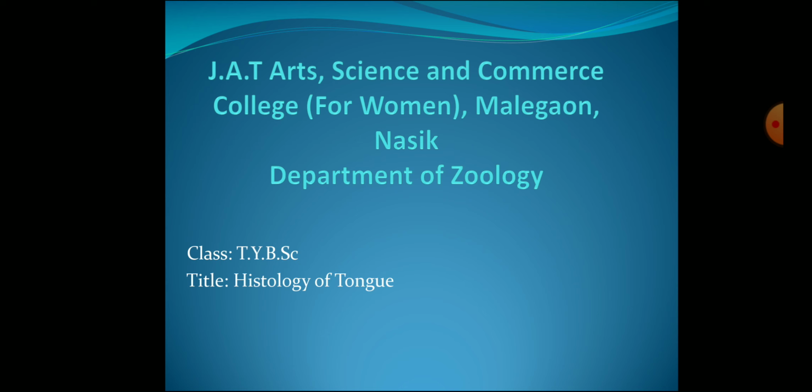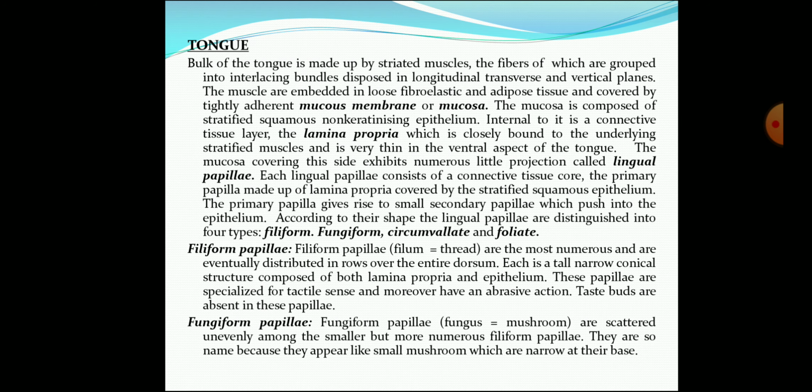The bulk of the tongue is made up of striated muscle fibers, which are grouped into bundles disposed in longitudinal, transverse, and vertical planes. The muscles are embedded in loose fibroelastic and adipose tissues covered with a mucosal membrane, or mucosa.